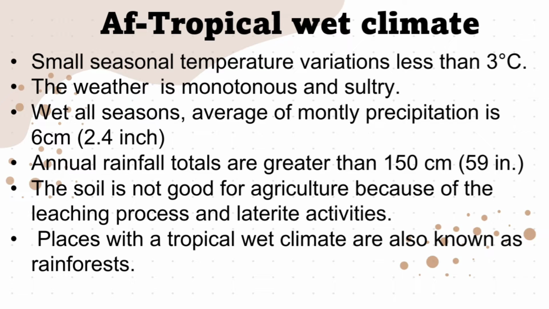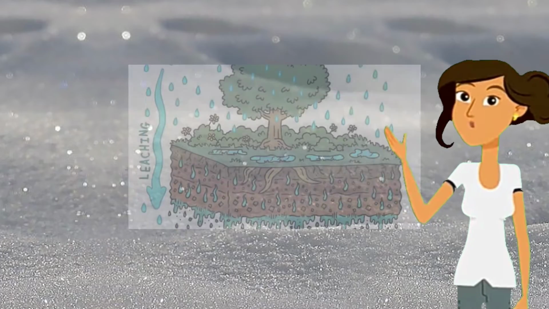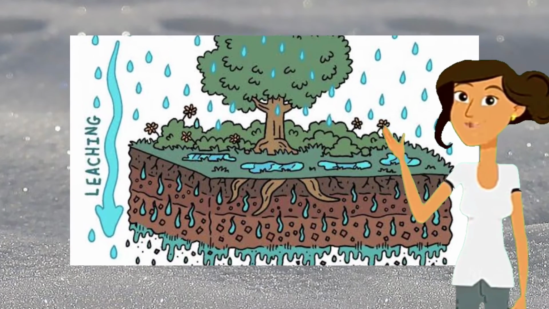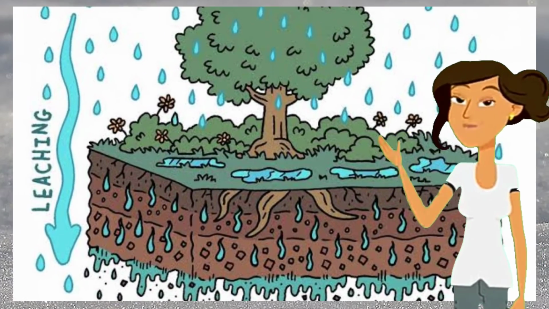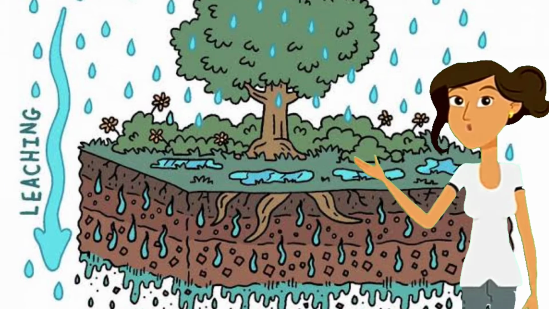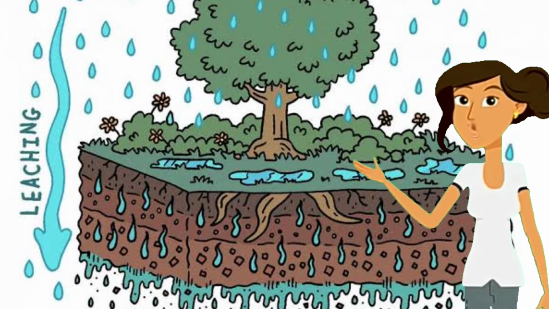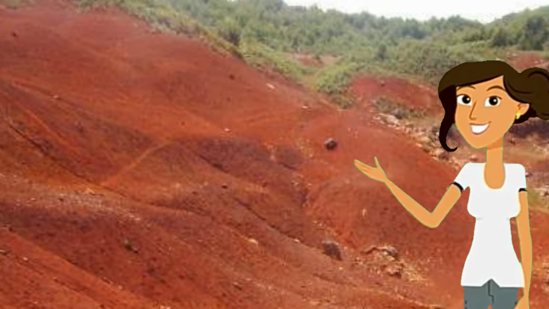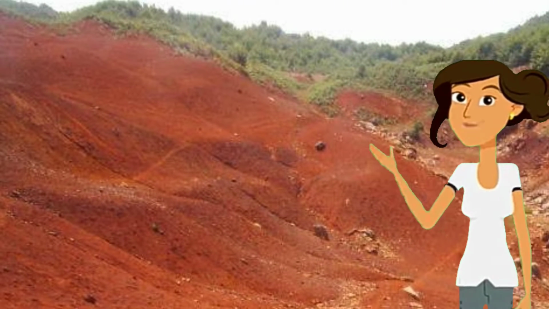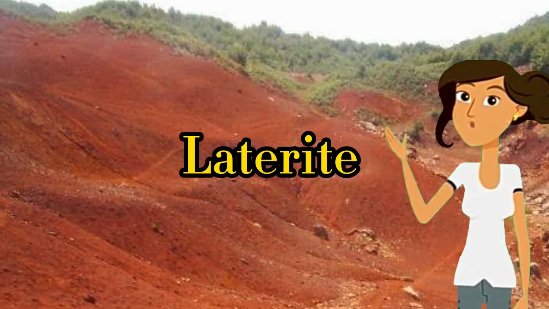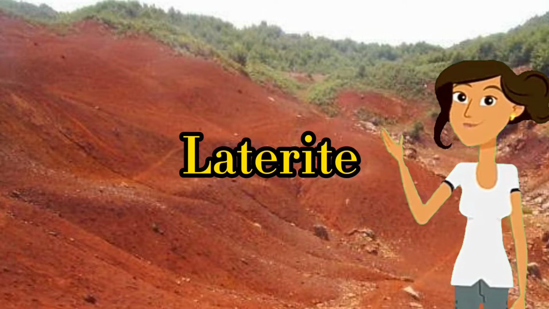The soil in this type of climate is not excellent for agriculture because of the heavy rainfall that removes the nutrients from the soil, or what we call the leaching process. When agricultural activity continues to happen in this climate, most of the soil will become laterite, or thick and red.